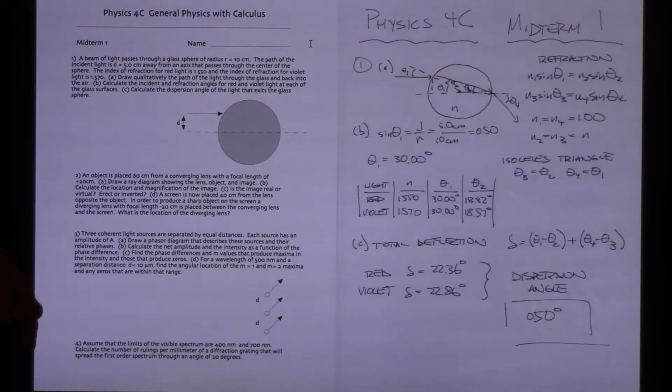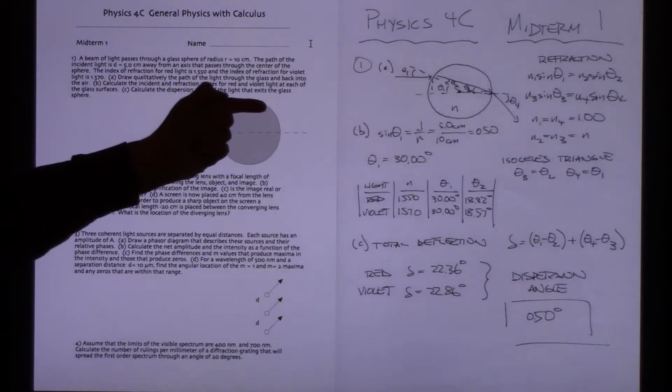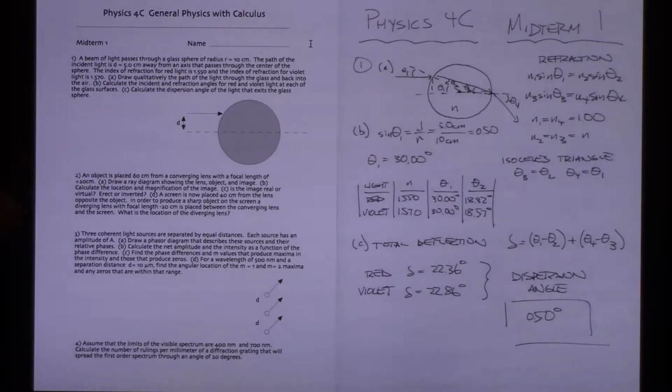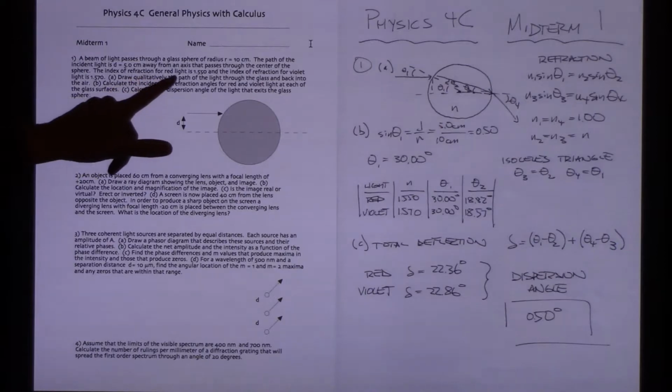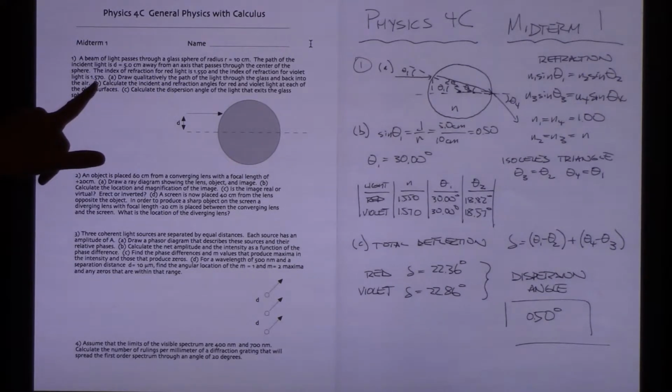If it hit it directly, there'd be no refraction. It could go right through and come out the other side, again with no refraction. But it's hitting it off axis, and the off axis distance is 5 centimeters, away from an axis that passes through the sphere. The index of refraction for the red light is 1.550. For the violet light, 1.570.